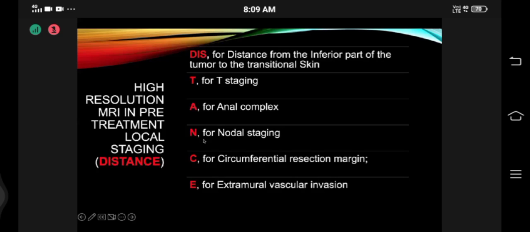So how is high resolution MRI used in pre-treatment local staging? If you see the mnemonic, the first is distance from the anal verge, which is what you have to see, whether it's a lower rectum, mid rectum, or upper rectum. T for T staging, whether T2 or T3, A for anal complex, N for nodal staging, C for circumferential resection margin, and D for extramural venous vascular invasion.